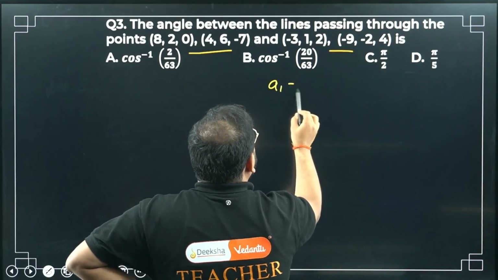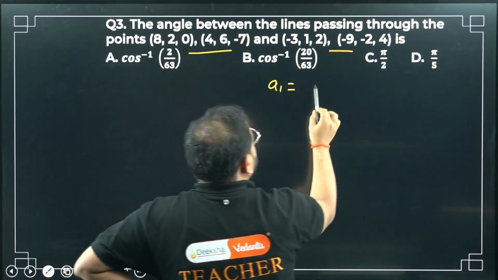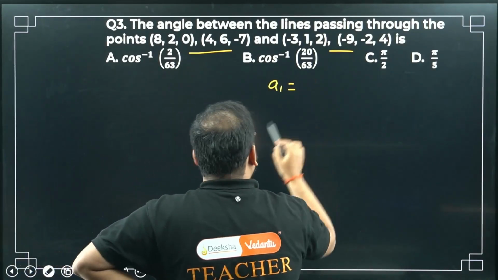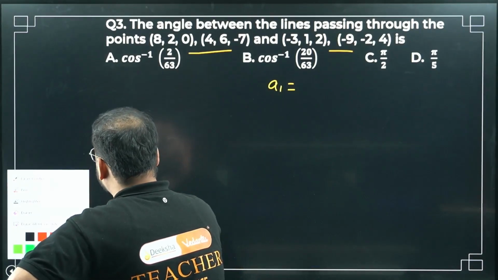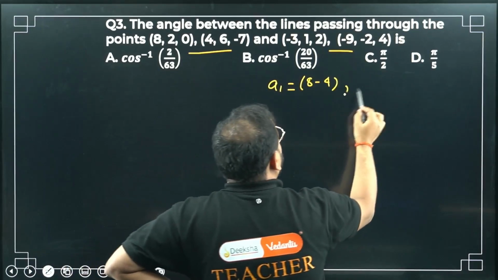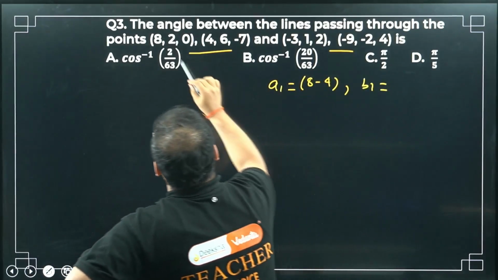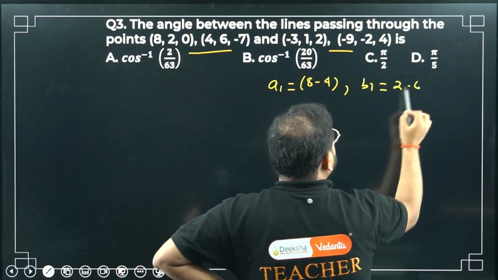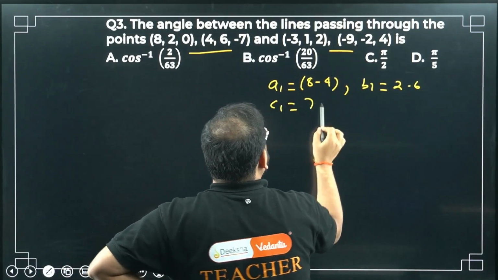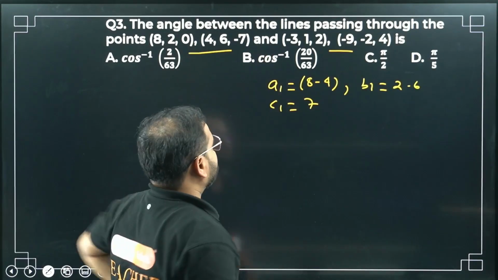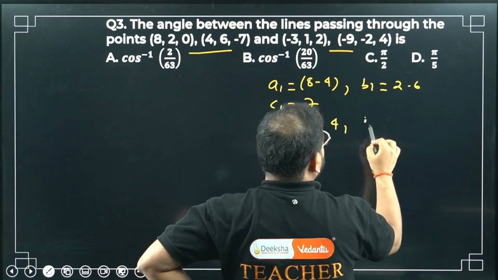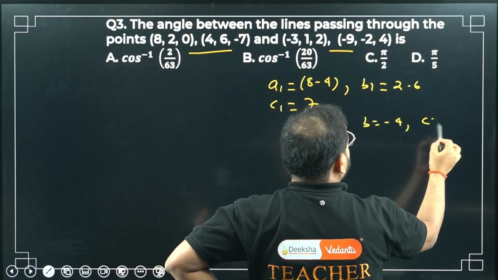A1 equals to x2 minus x1 for this, so 8 minus 4, so 4. If you want me to show you, I can show the working also for the first one. So this will look like this. Please have a look. 8 minus 4. B1 will be what? It will be 2 minus 6. What is C1, sir? C1 is 0 minus of minus 7, so plus 7. So what I'm getting is my A1 value as 4, B1 is minus 4, and C1 is 7.